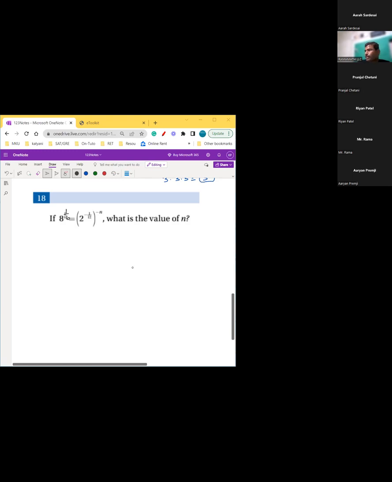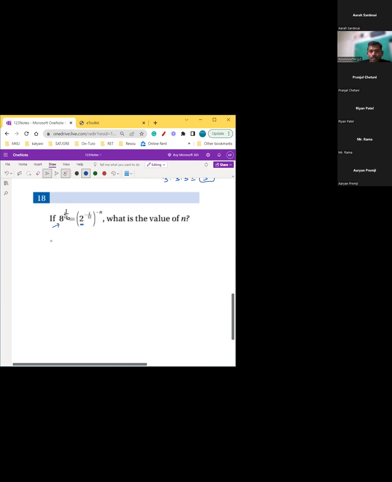Good to go? Okay, so let's go with this one. This is a little bit tricky one too. First of all, 8 to the 1/6, and then 2 to the negative 1/12 to the n, and we need to find out the n value here. In order to answer this question, I want to bring them to the same base. Obviously, 2 is already given to you as a hint, so I'm going to bring the 8 to base 2.